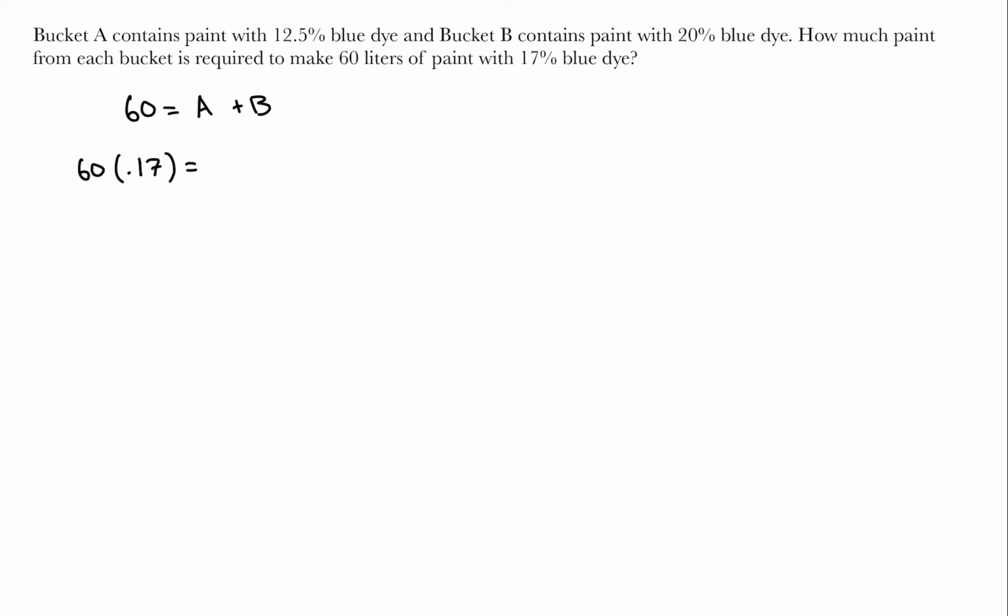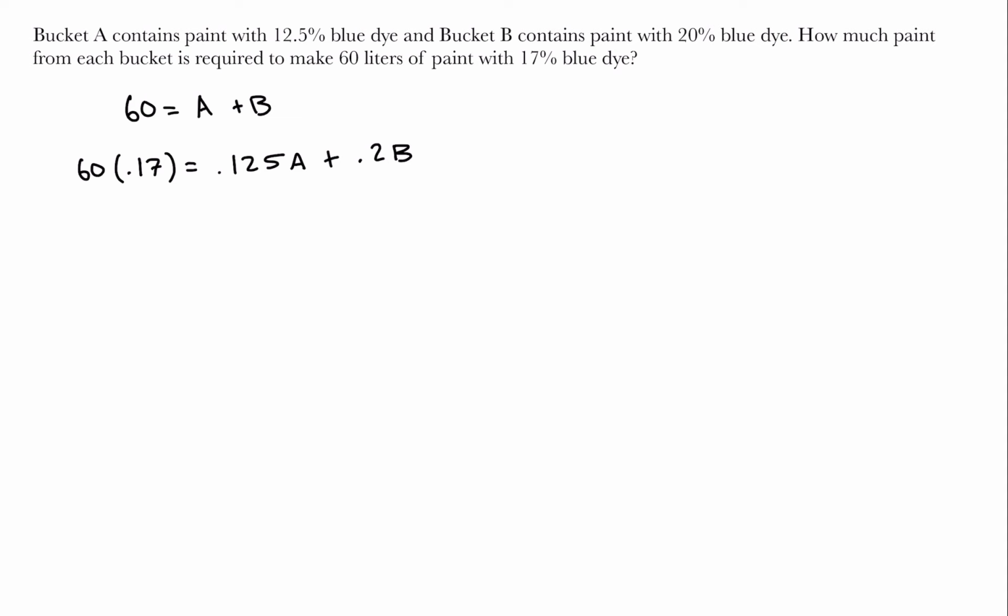That is going to be equal, just like we multiplied our 60 times 17, we've got to multiply our bucket A by 12.5%. So rewriting 12.5% as a decimal, I've got 0.125 times A, plus, and then we've got 20% times B, so 0.2B. And just like that, we've got our two equations.